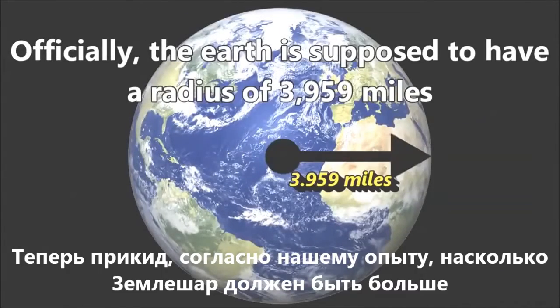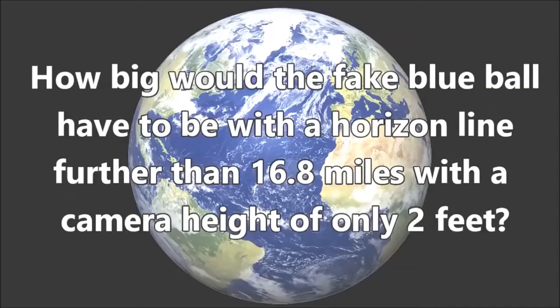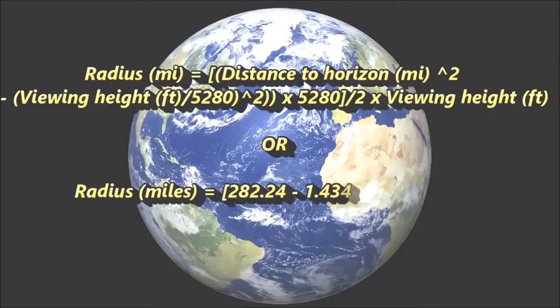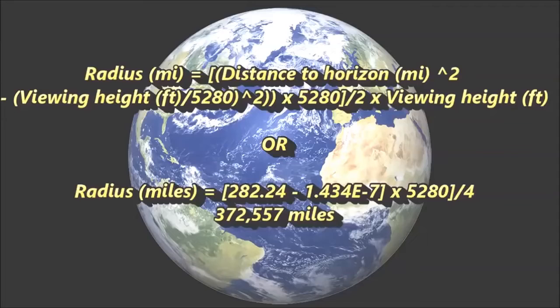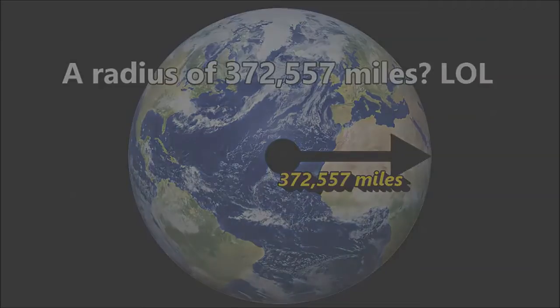So, what would the minimum size of the Earth be with a horizon that is 16.8 miles with an observation height of 2 feet? And remember, the horizon is actually significantly further than 16.8 miles. I have the formula here. A radius of 372,557 miles? Come on, people! Either the Earth is nearly the size of the alleged sun, or the Earth is flat.